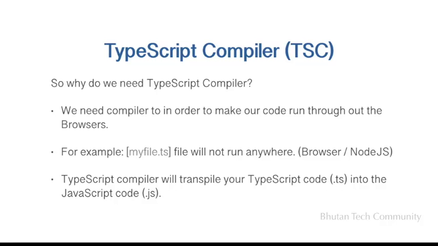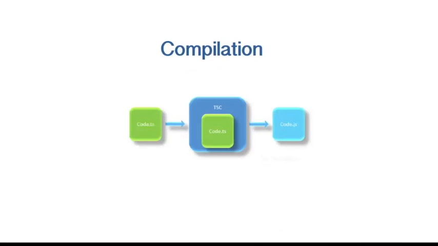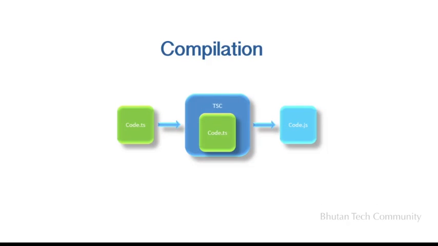So how this compiling process happens is, first you have this code.ts file. The TypeScript compiler will come in and you give that file to the TypeScript compiler. The TypeScript compiler will compile that code and it will give us a new file. This is the process of compilation. Now we'll look into how this happens in practice.